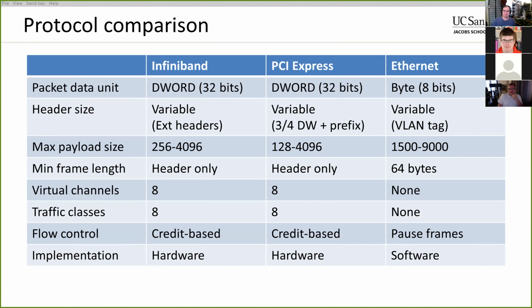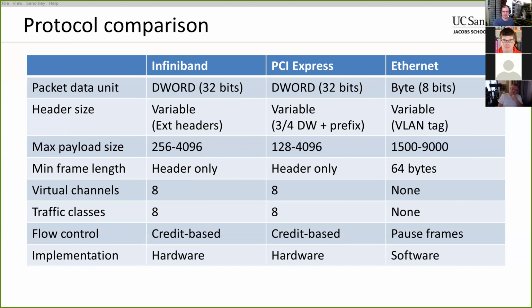The other thing is that InfiniBand and PCI Express are intended for a hardware implementation, where software is not necessarily going to be touching or screwing around with the individual packets. The hardware is going to be responsible for generating it on the transmit end and peeling everything apart on the receive end. Versus Ethernet, for the most part, you're going to be handling stuff in software and then potentially accelerating a few pieces here and there with hardware.